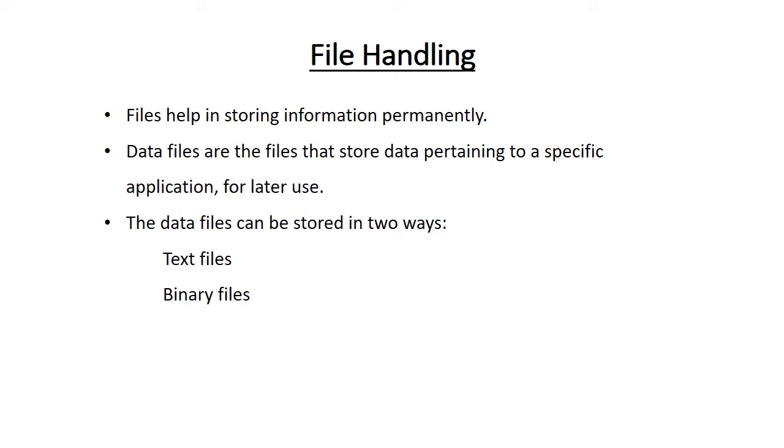Files help in storing information permanently. Data files are the files that store data pertaining to a specific application for later use. The data files can be stored in two ways: text files and binary files. And mainly we are going to deal with the text files.